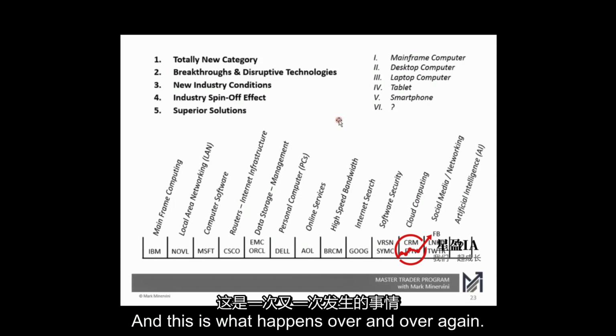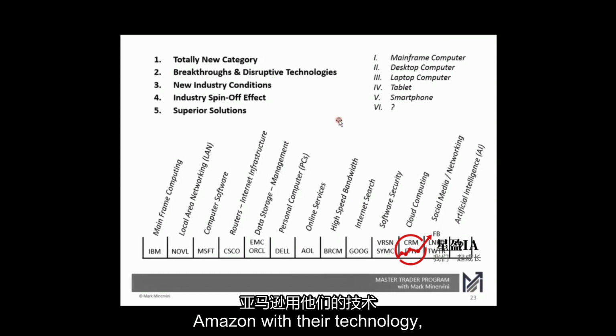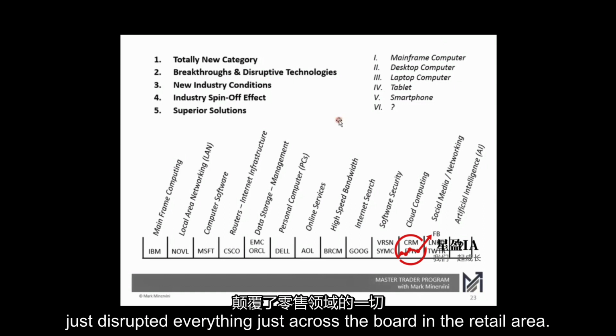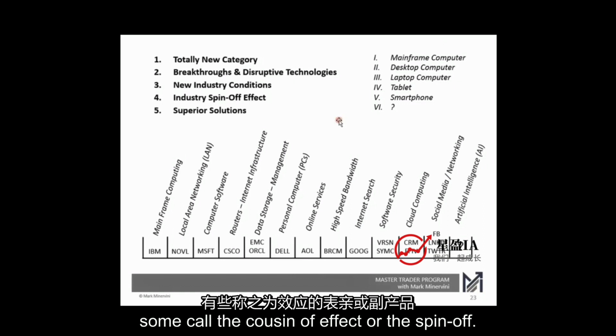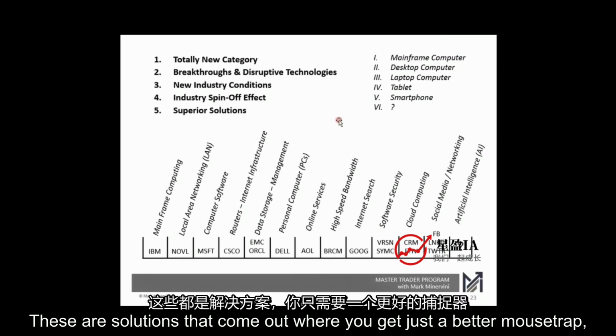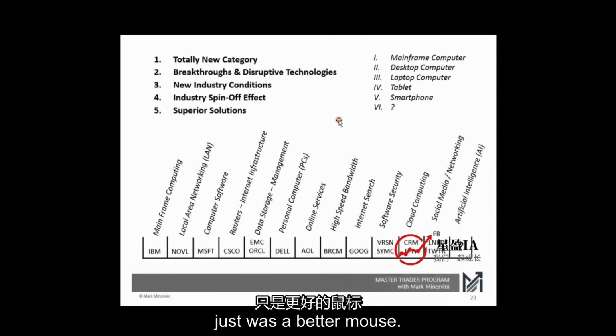And this is what happens over and over again. Disruptive, breakthrough technologies. Amazon, with their technology, just disrupted everything across the board in the retail area. So you'll get what some call the cousin effect or the spinoff effect. These are solutions that come out where you get just a better mousetrap, a better way of doing business. Netflix was a perfect example of a better way of doing business than what Blockbuster was doing. It just was a better mousetrap.